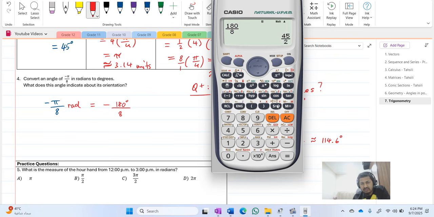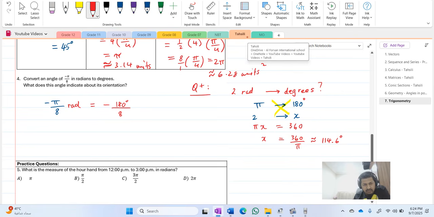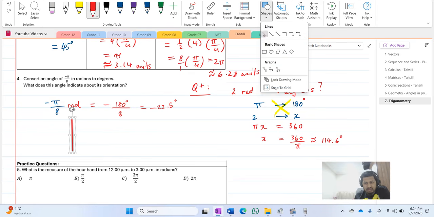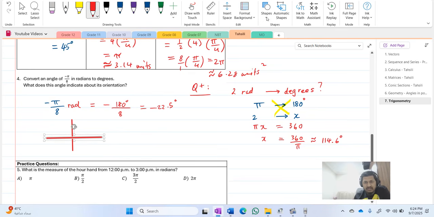Now what does the negative angle tell us about the orientation? Which direction is it in, right? So we know if we go in this direction on the diagram, we're going positive theta. And when you go down, it is negative theta. When you start from here and you go down, it is negative theta. So negative 22.5 will basically be in the 4th quadrant. When you're going positive theta, it is anti-clockwise direction, and if you're going negative angle, it is clockwise direction. So you can write the orientation is clockwise.